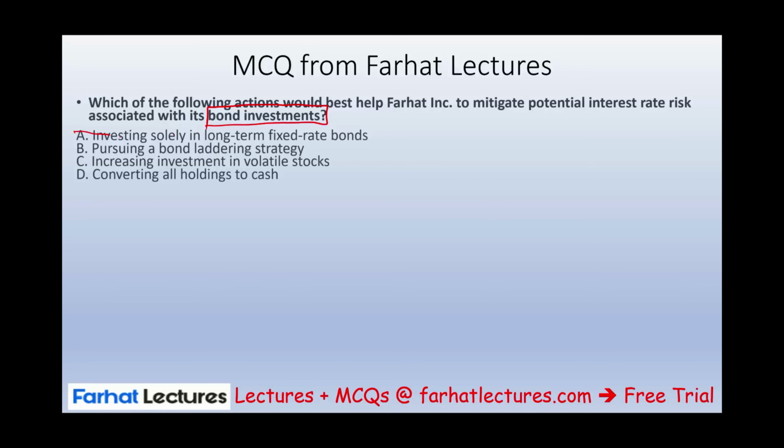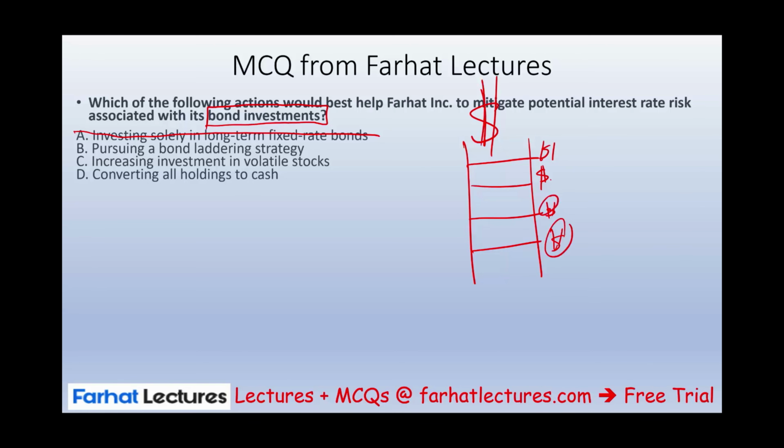So therefore, A is out. B, pursuing a bond laddering strategy. What's a bond laddering strategy? Again, it looks like a ladder. What you do is you buy bonds, but they mature at different times. They don't all mature at once. So you get a little bit of money, and if interest rates change, you can go back and reinvest your money. Would that be a good idea? I would say, sure, why not? This could help. But let's look at C and D.